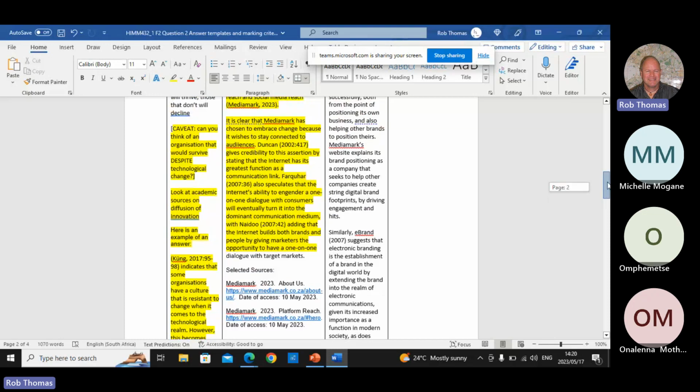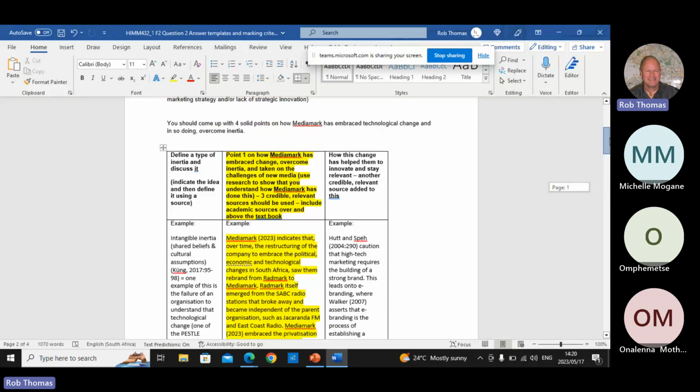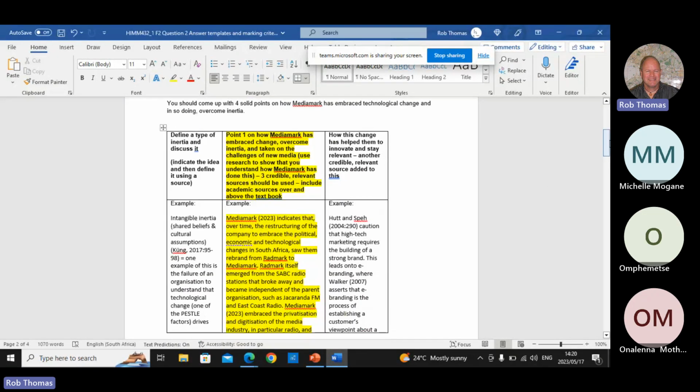Okay, so guys, what we're saying here is that MediaMark is able to embrace change, and this is just a very small example. You guys need to elaborate more when you do your question paper. What is happening here is you are contextualizing the stuff from MediaMark and saying that because they have used digital technology to still stay in touch with people, because communication is so important to people, that's how they have overcome inertia and embraced digital change.